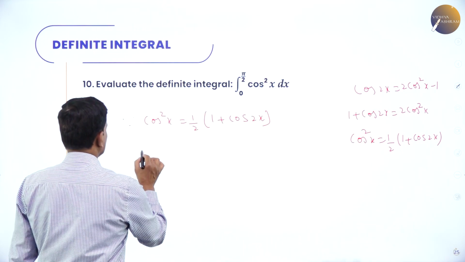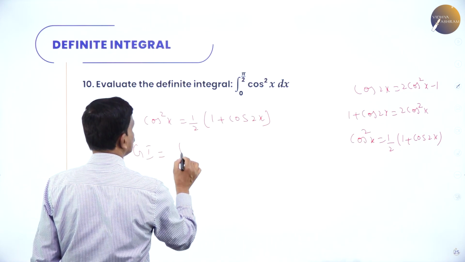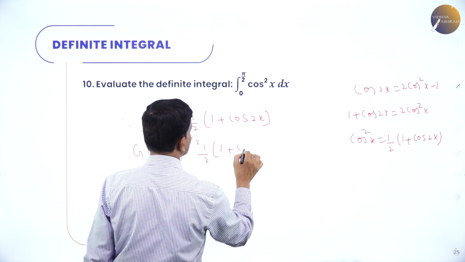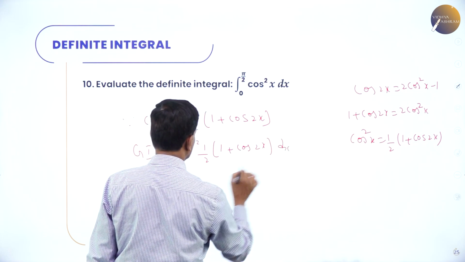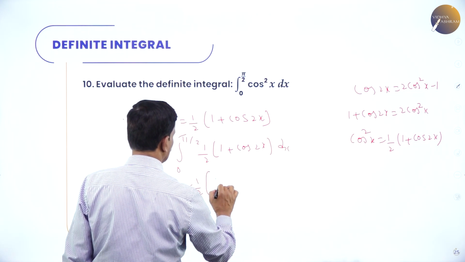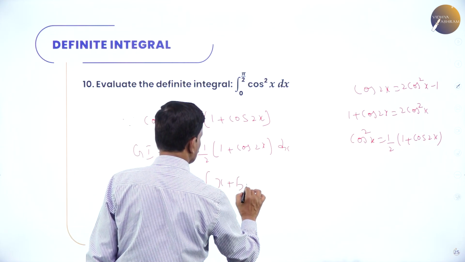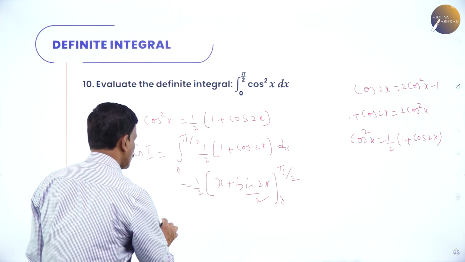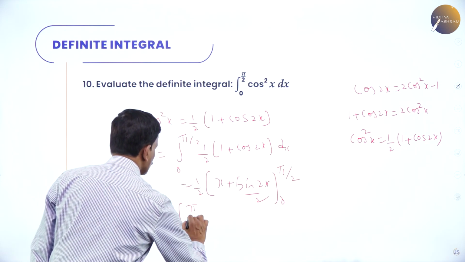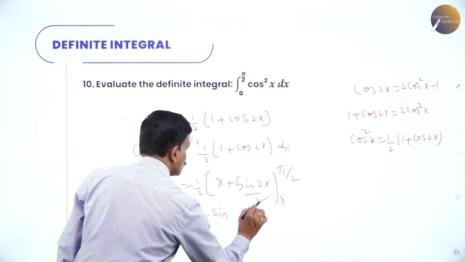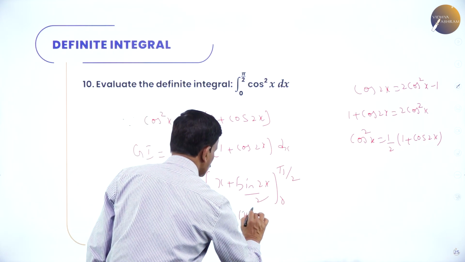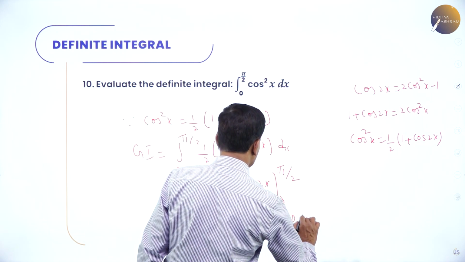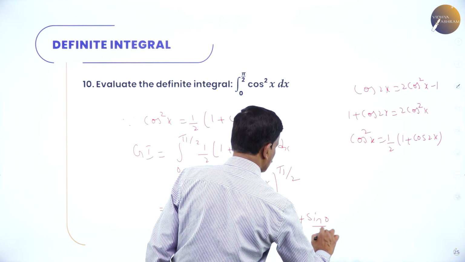So now the given integral can be written as integral of 0 to pi by 2 half into 1 plus cos 2x dx. So here 1 by 2 out, integration of dx is x, cos 2x is sin 2x divided by 2, between the limits 0 to pi by 2. Now apply the upper limit, 1 by 2 into pi by 2 plus sin of 2 into pi by 2 divided by 2, upper limit, minus lower limit 0 plus sin 2 into 0 divided by 2.